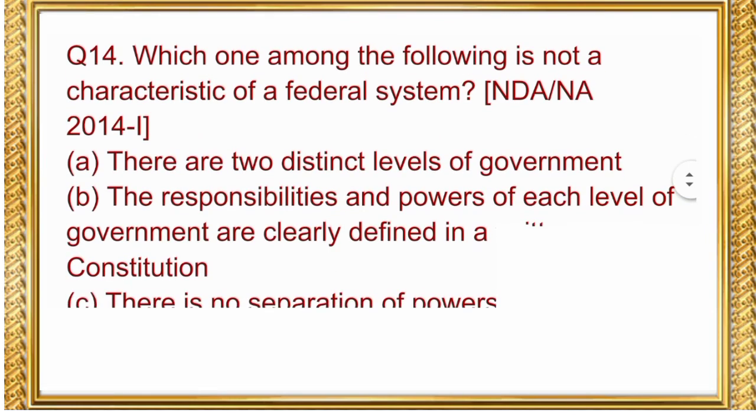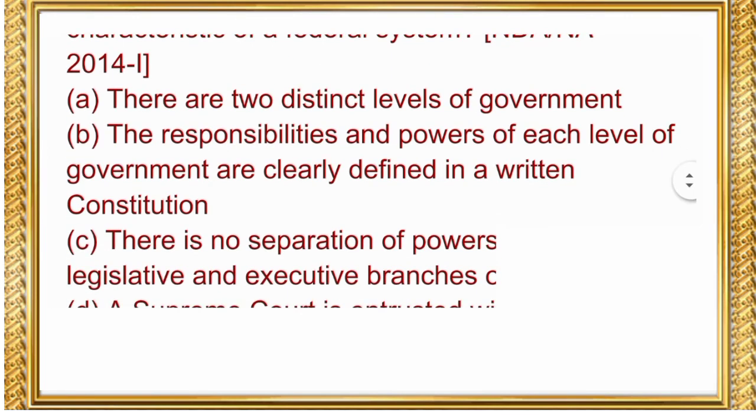Next question is question number 14, asking that which among the following is not a characteristic of a federal system? Option A is given, there are two distinct levels of the government. And B is given, the responsibility and power of each level of the government are clearly defined in the written constitution.